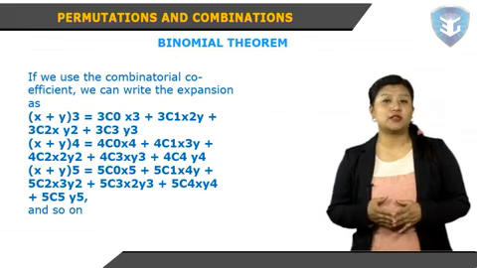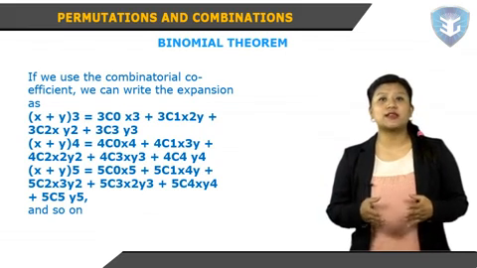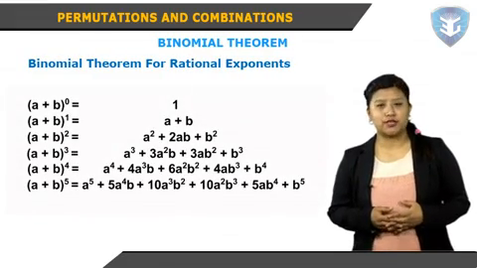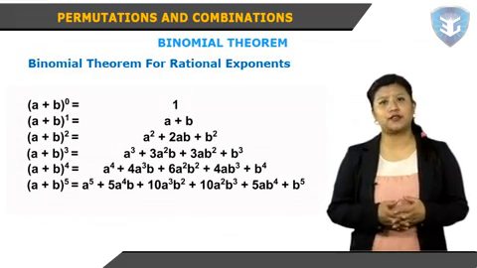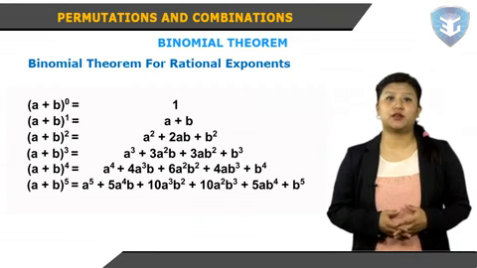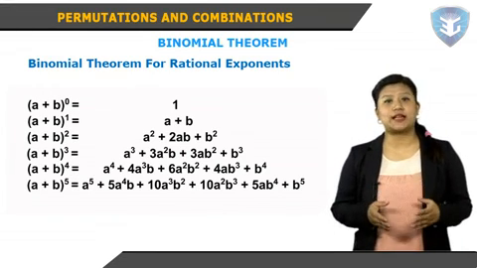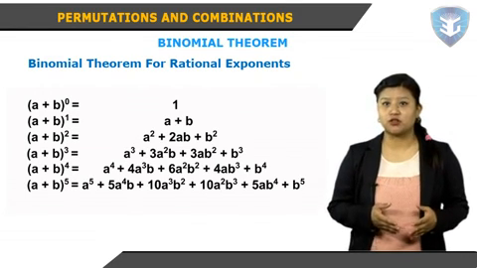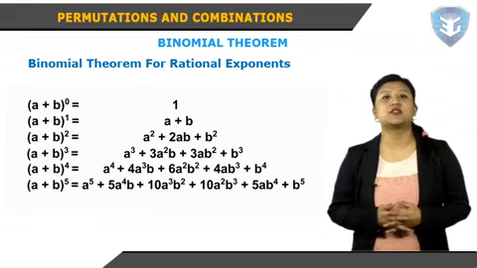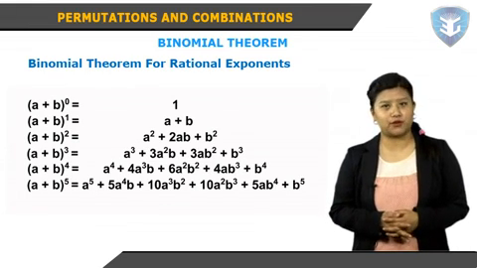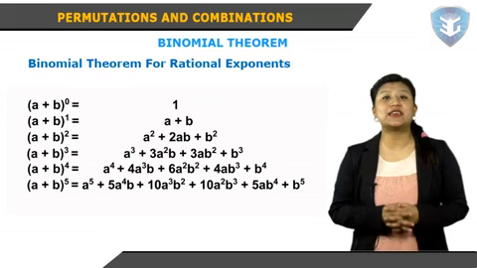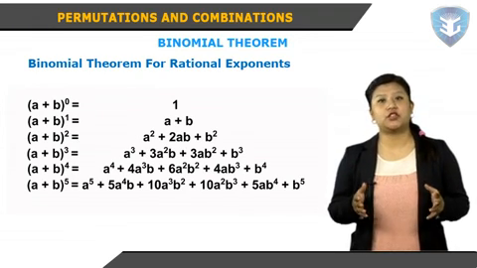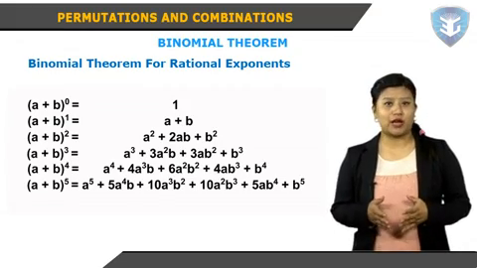If we use the combinatorial coefficient, we can write the expansion as it is shown on the screen. Binomial theorem for rational exponents. So far, you have applied the binomial theorem only when the binomial has been raised to a power which is a natural number. What happens if the exponent is a negative integer or if it is a fraction? We will state the results that allow us to still have a binomial expansion, but we will have infinite terms in this case. The result is a generalized version of the earlier binomial theorem which you have studied.